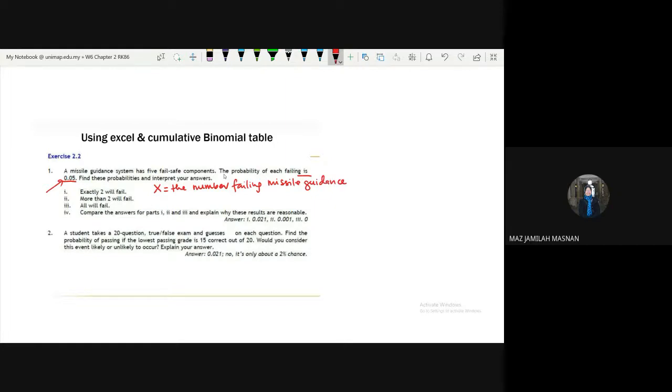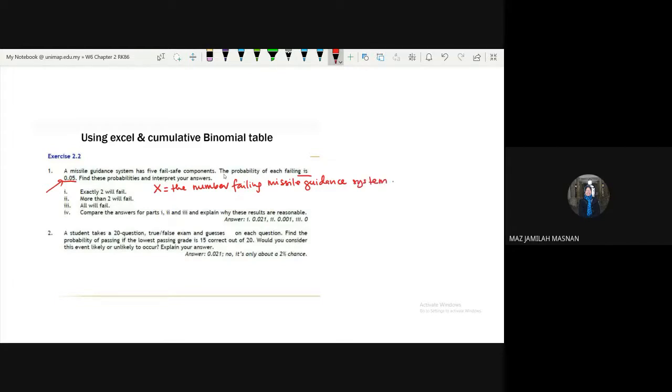Now, chapter 2 requires your meticulous work. It will require you to understand the concept, and you will have to note down, not the perfect terms, but at least you can get the whole idea of what the random variable refers to. So in this case, the number of failing missile guidance systems.